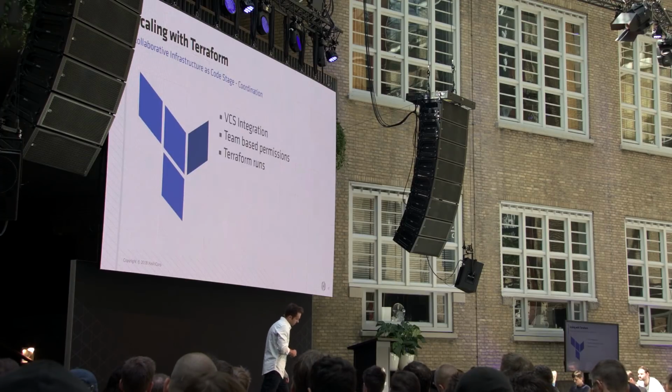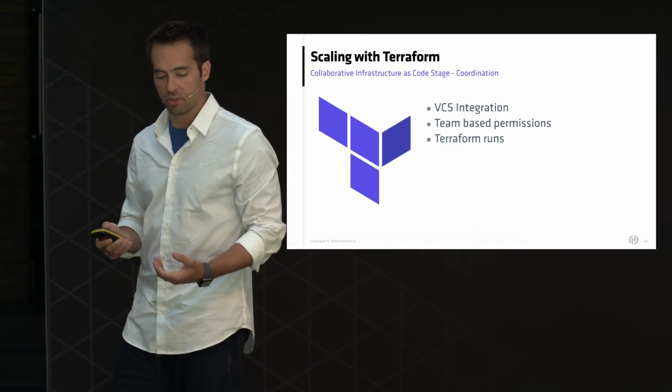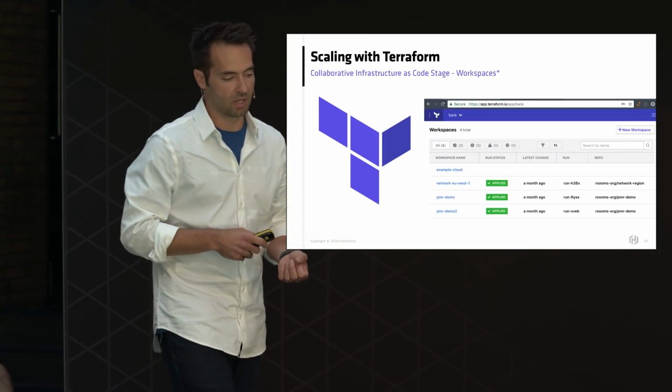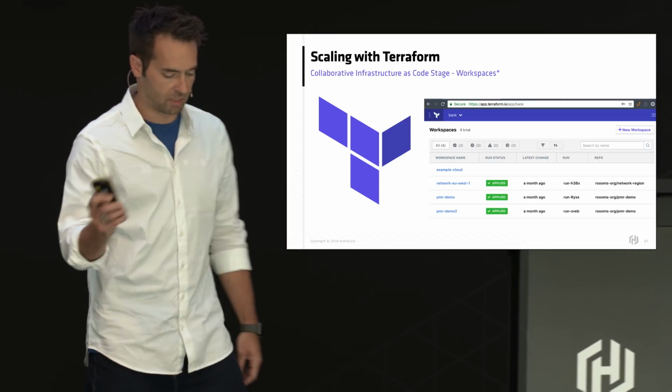OK. What I meant to say there was that you're using something like GitHub, and you're able to trigger runs and other plan changes in Terraform Enterprise. I screwed that part up.